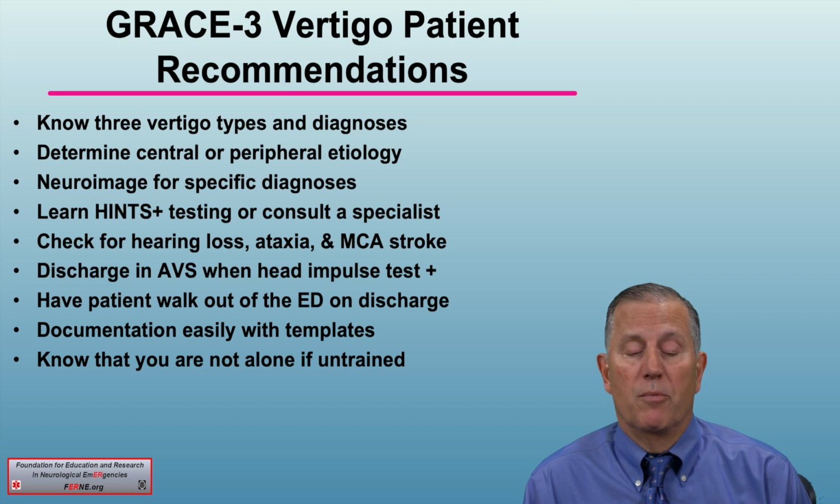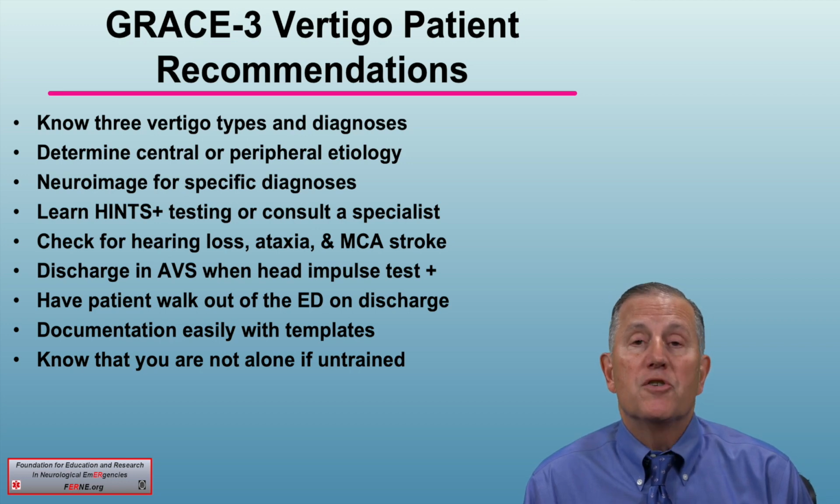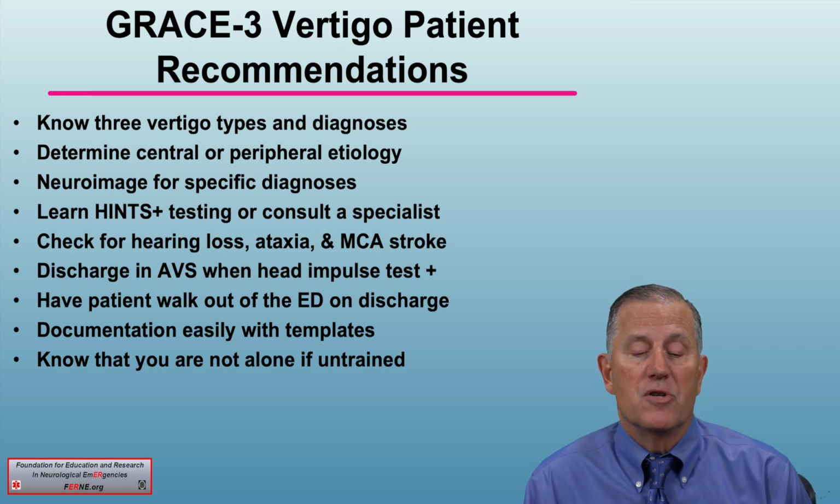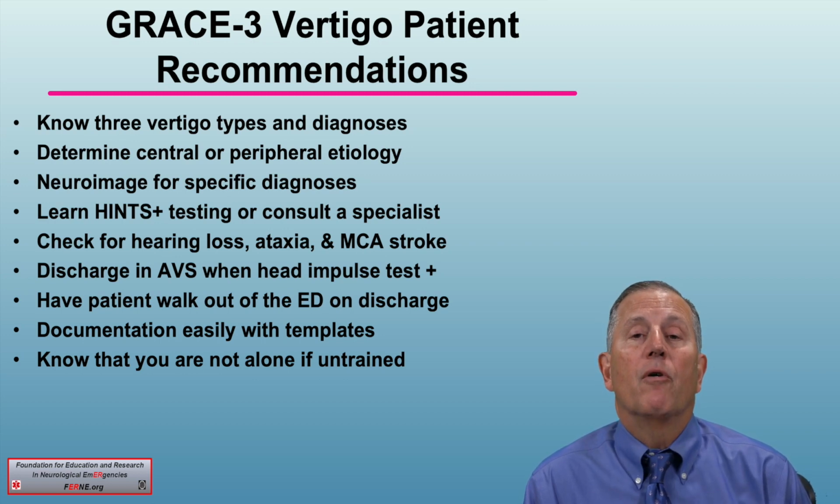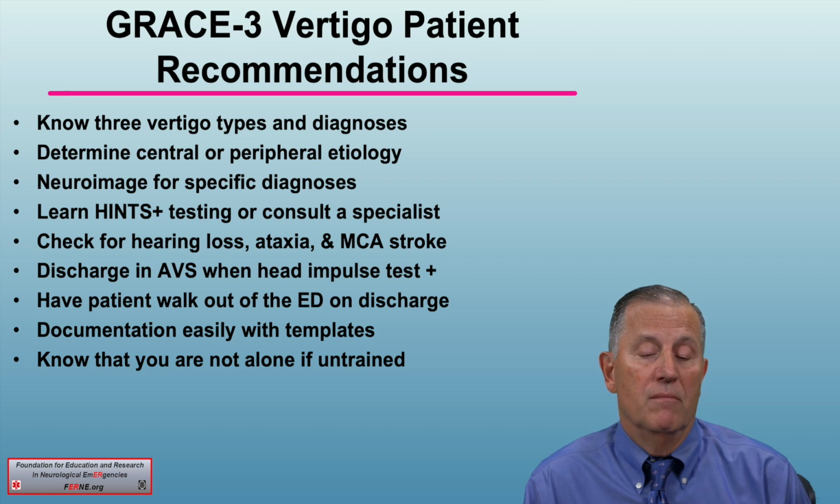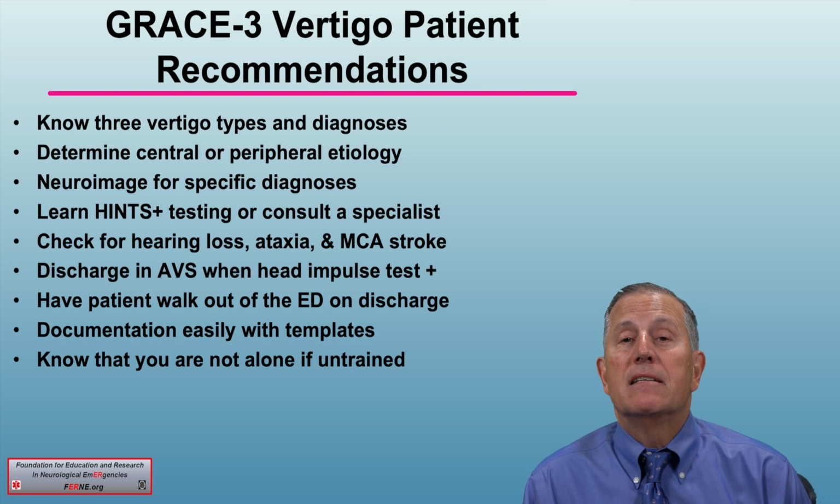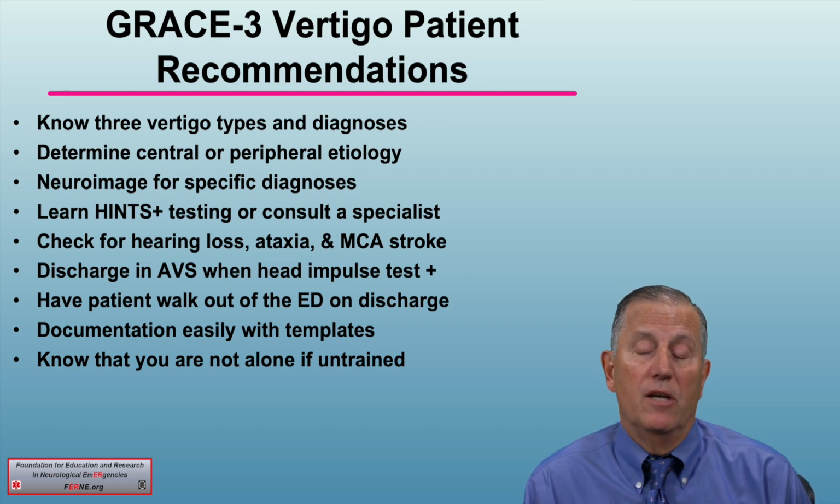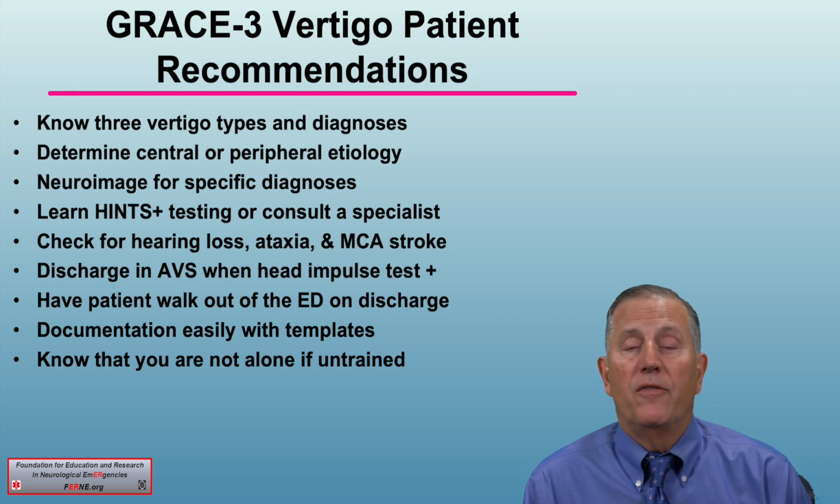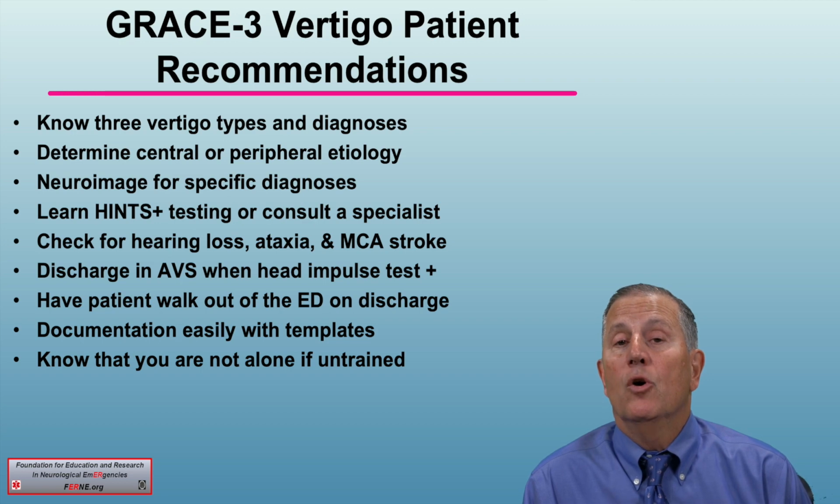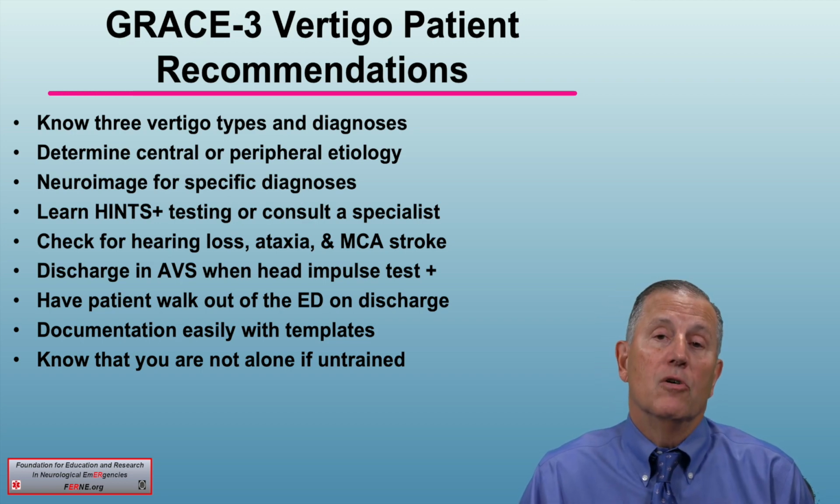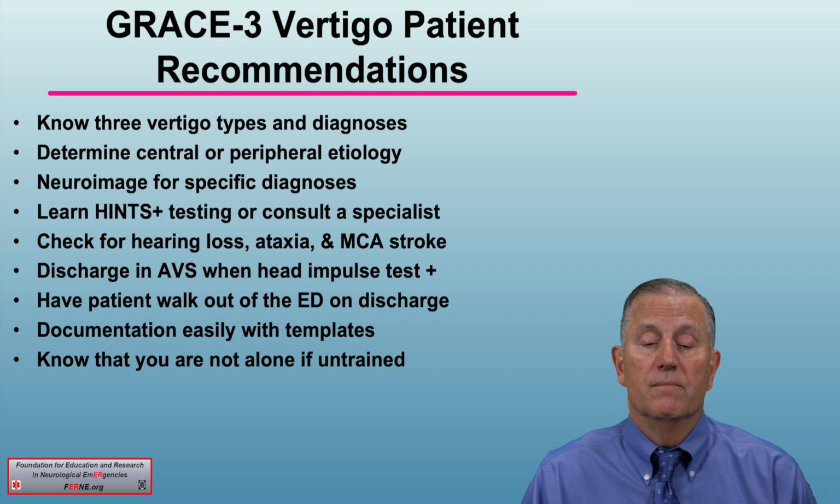Check for a middle cerebral artery stroke. Discharge acute vestibular syndrome patients only if the head impulse test suggests vestibular neuritis as the etiology. Have the patient walk out of the emergency department. Document easily through the use of templates related to vertigo. And know that the training should occur globally but can occur optimally to begin with in emergency clinicians who have an interest in neurological illness and injury.